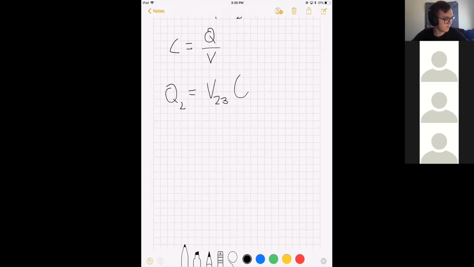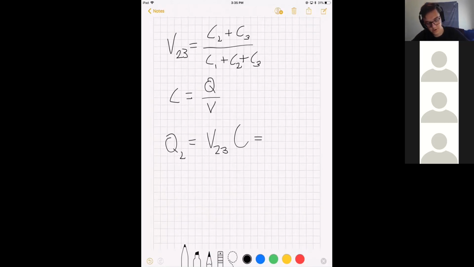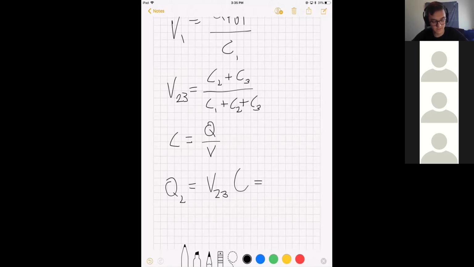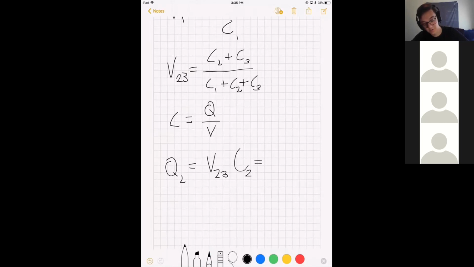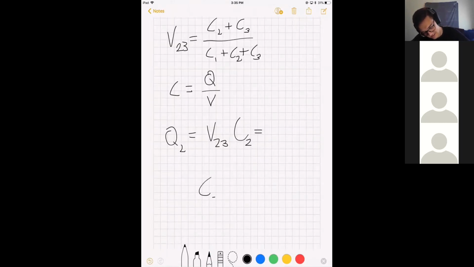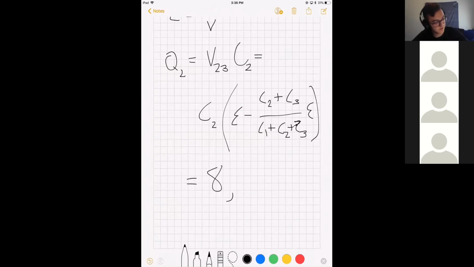Man, this is not going smoothly right now. So we figured out what V23 is right here, and this should be C2. And now we're good to go. So when you plug this into your calculator, it's equal to EMF minus C2 plus C3. And when you plug that into your calculator, you get 8, which is D.